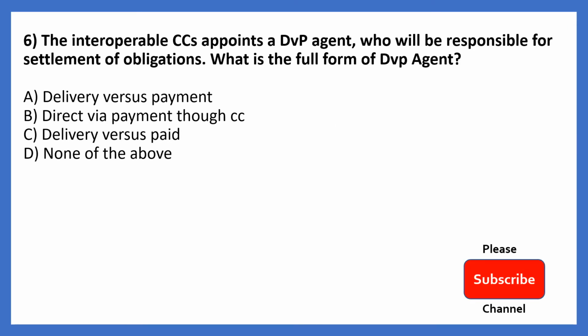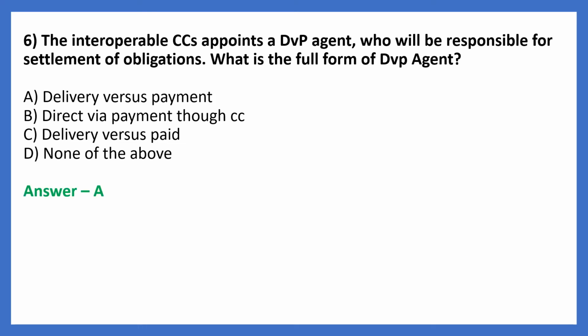The interoperable CCs appoint a DVP agent who will be responsible for settlement of obligations. Then what is the full form of DVP agent? Option A, delivery versus payment. Option B, direct via payment through CC. Option C, delivery versus paid. And option D, none of the above. The correct answer is option A, delivery versus payment.